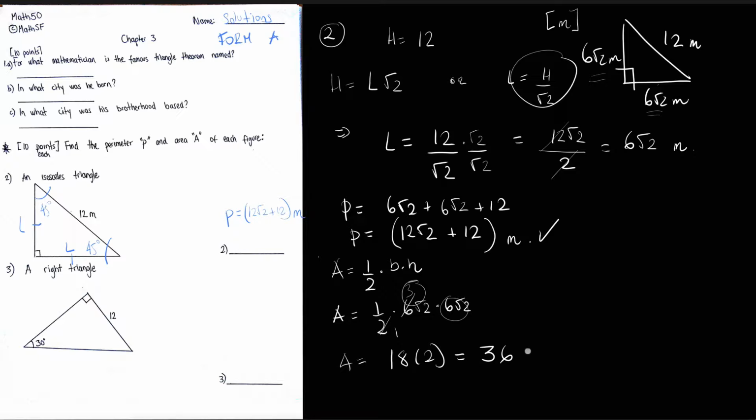But 36 what? It's square meters, or meters square. So what I have to write for number 2 here: area is equal to 36 square meters. So that should be your answer. Let's move on to the next following problem.